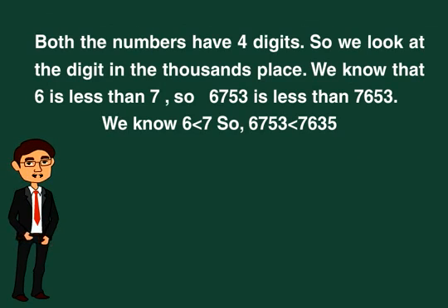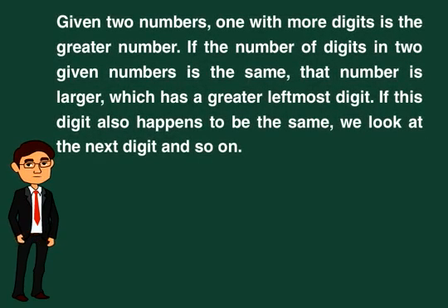Both numbers have 4 digits, so we look at the digit in the thousands place. We know that 6 is less than 7, so 6,753 is less than 7,635. Given two numbers, the one with more digits is the greater number. If the number of digits in two given numbers is the same, the larger number is the one which has a greater leftmost digit. If this digit also happens to be the same, we look at the next digit, and so on.